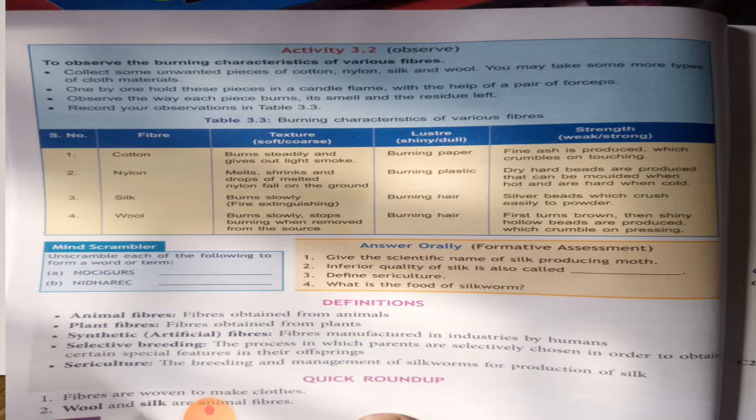Number 1, collect some unwanted pieces of cotton, nylon, silk and wool. You may take some more types of cloth materials. So first you have to collect some useless pieces of cotton, nylon, silk and wool, and if you want you can take some more types of cloth materials.